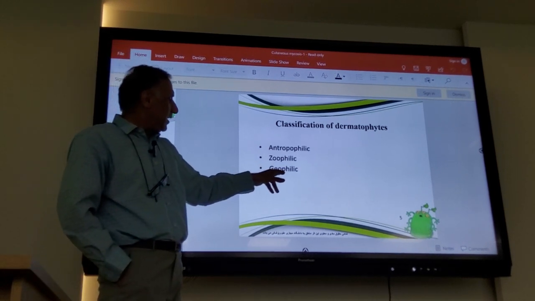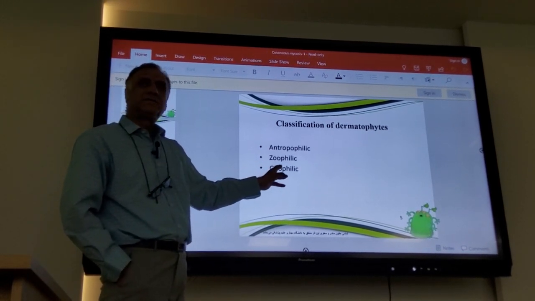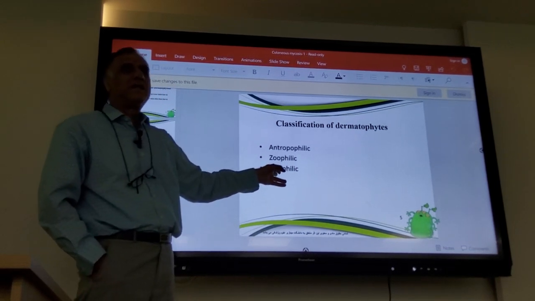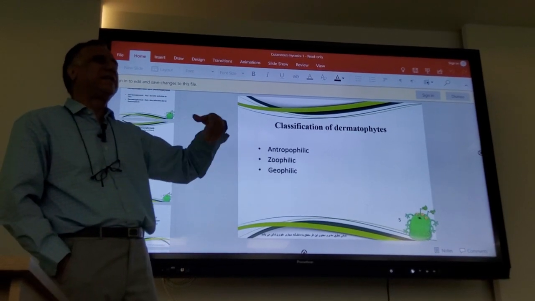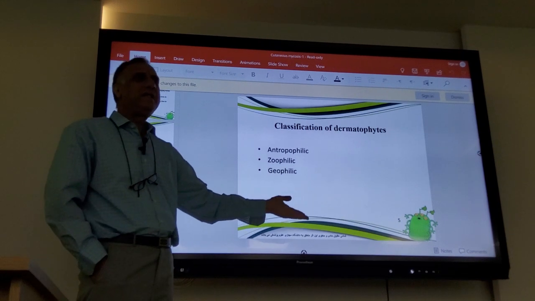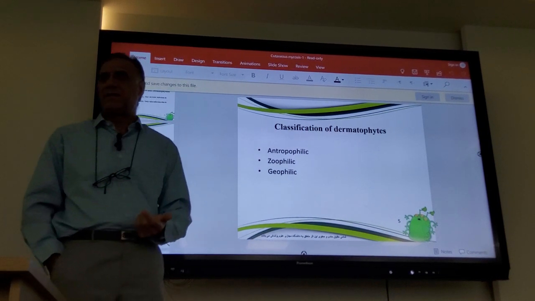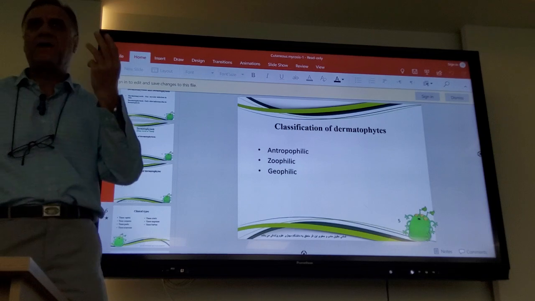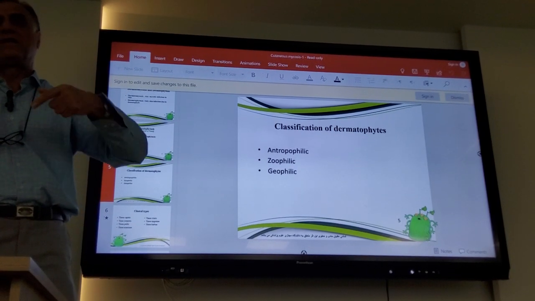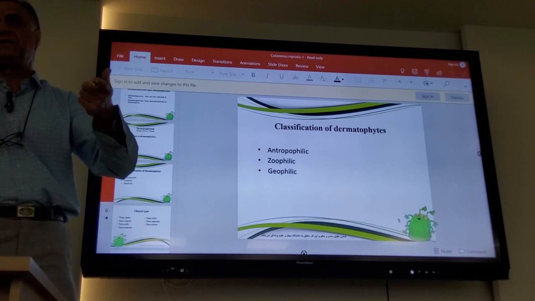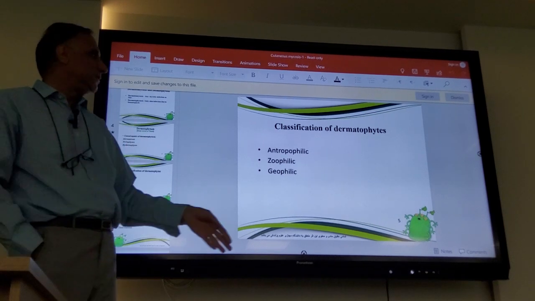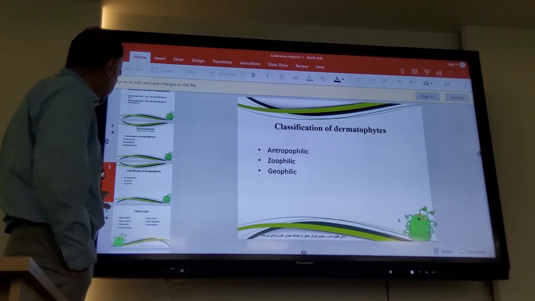And some dermatophytes exist in soil, in plants, and in instruments contaminated with soil. These are geophilic dermatophytes. Therefore, we have three sources for this infection: human source, animal, and soil or geophilic dermatophyte.